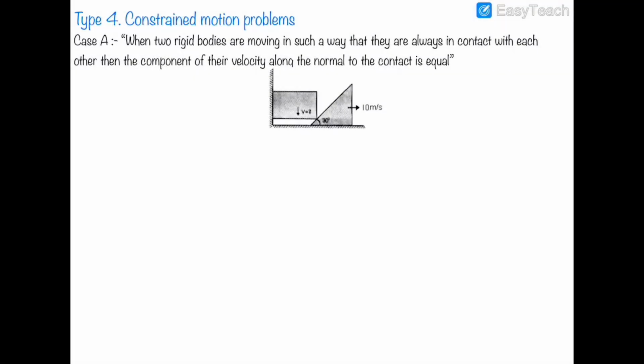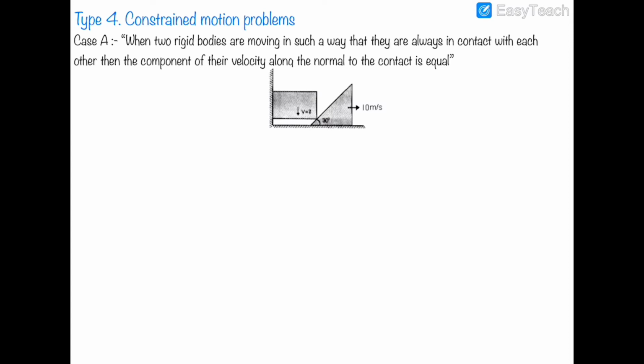Hello guys, this is type 4 problem, and in this kind of problem you'll see two objects, two rigid bodies which are attached to each other, and they are moving on the wall and floor, and they are always in contact with each other. So these kinds of problem has a special method with which they can be solved, and I'll be discussing that method with you.